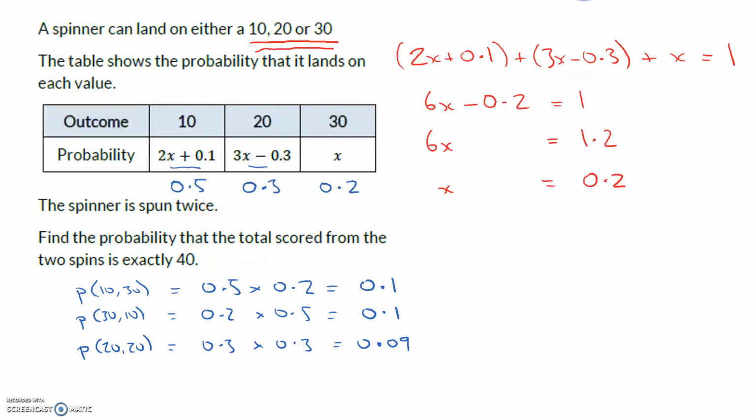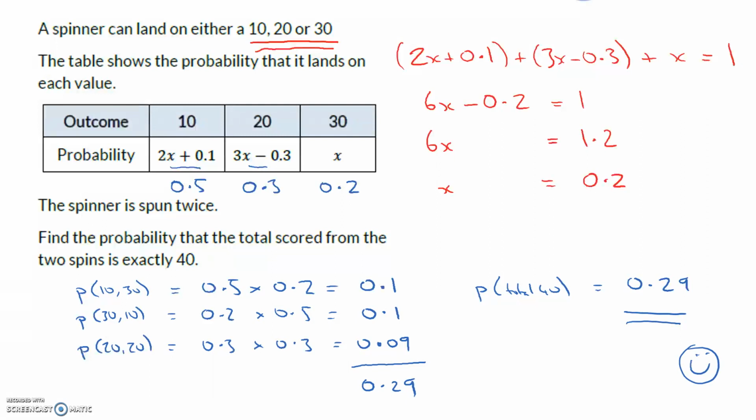So the probability is 0.1, or we could roll in the second way, 0.1, or we could roll in the third way, 0.09. We want the OR. We've got to add these three up. So the sum of those three probabilities is 0.1 plus 0.1 plus 0.09, and make that 0.29. So the probability of a total of 40 equals 0.29. Done.